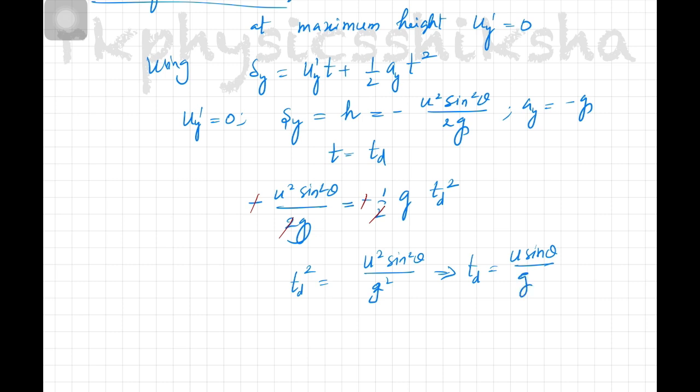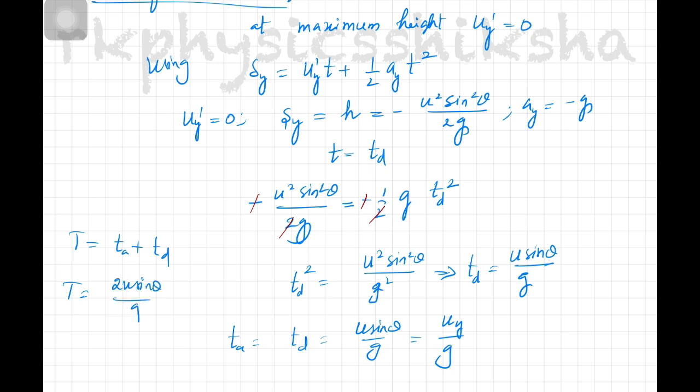From this we can clearly tell that time of ascent is equal to time of descent, which is equal to u sine theta by g, or you can also write it as uy by g. Time of descent is equal to time of ascent, and time of flight is time of ascent plus time of descent. That means time of flight is equal to 2u sine theta by g, or you can also write it as 2uy by g. It is the same again.